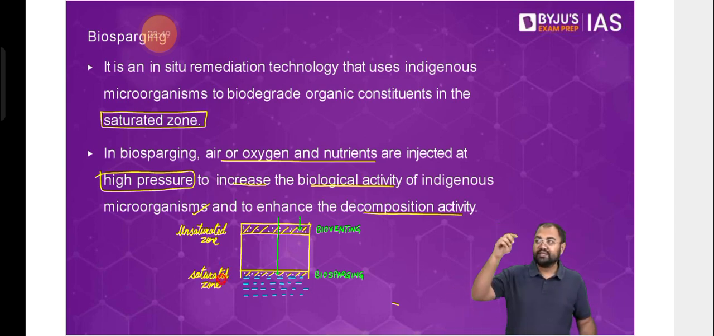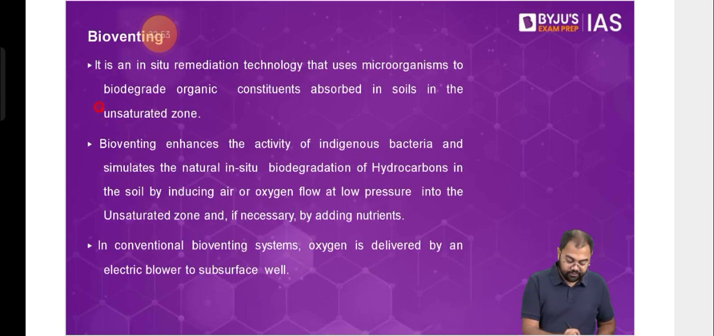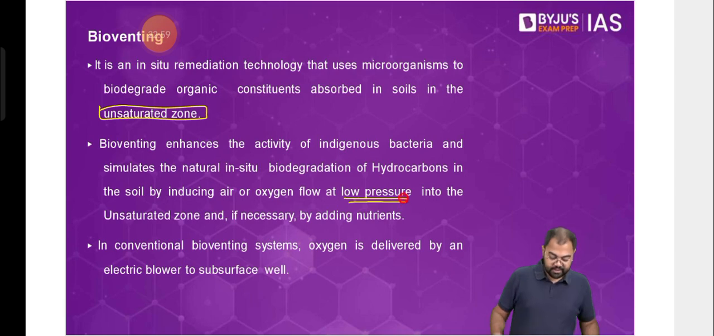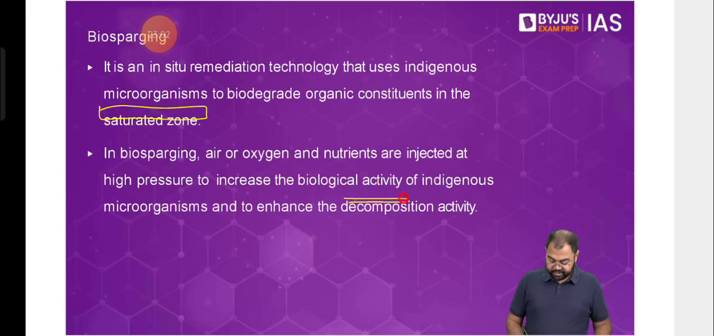So in the unsaturated zone, injecting will be easier. So we will be doing that at low pressure. So here we are doing this in the unsaturated zone. In this particular scenario, we will be injecting oxygen or nutrients at low pressure. So that is basically the basic difference between biosparging and bioventing.